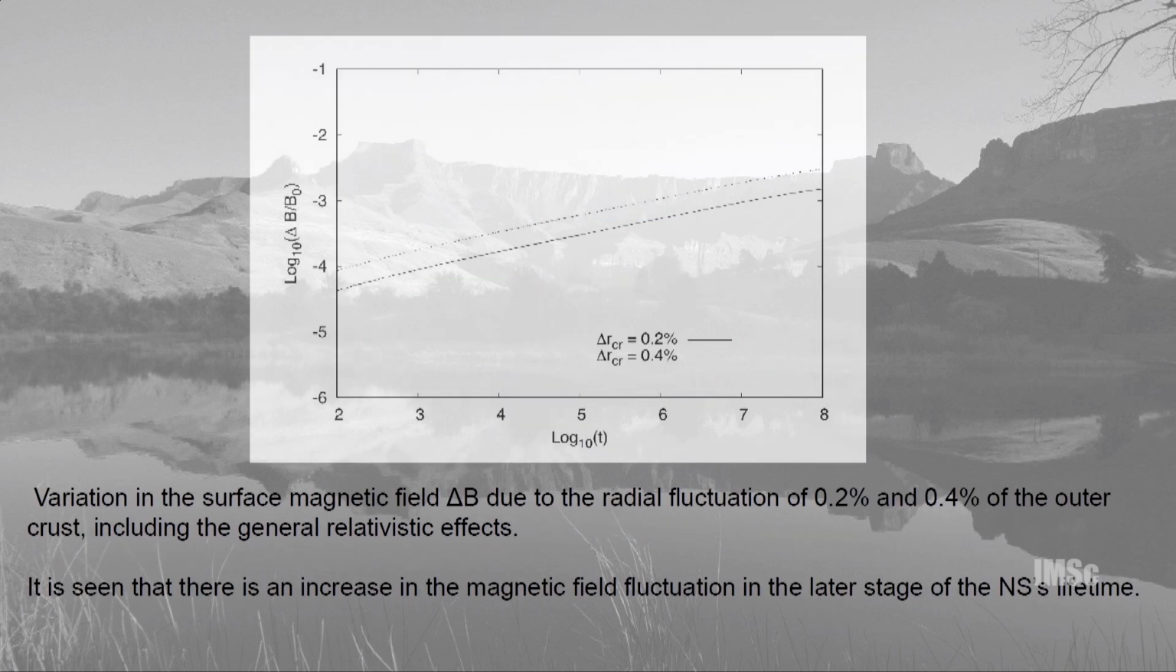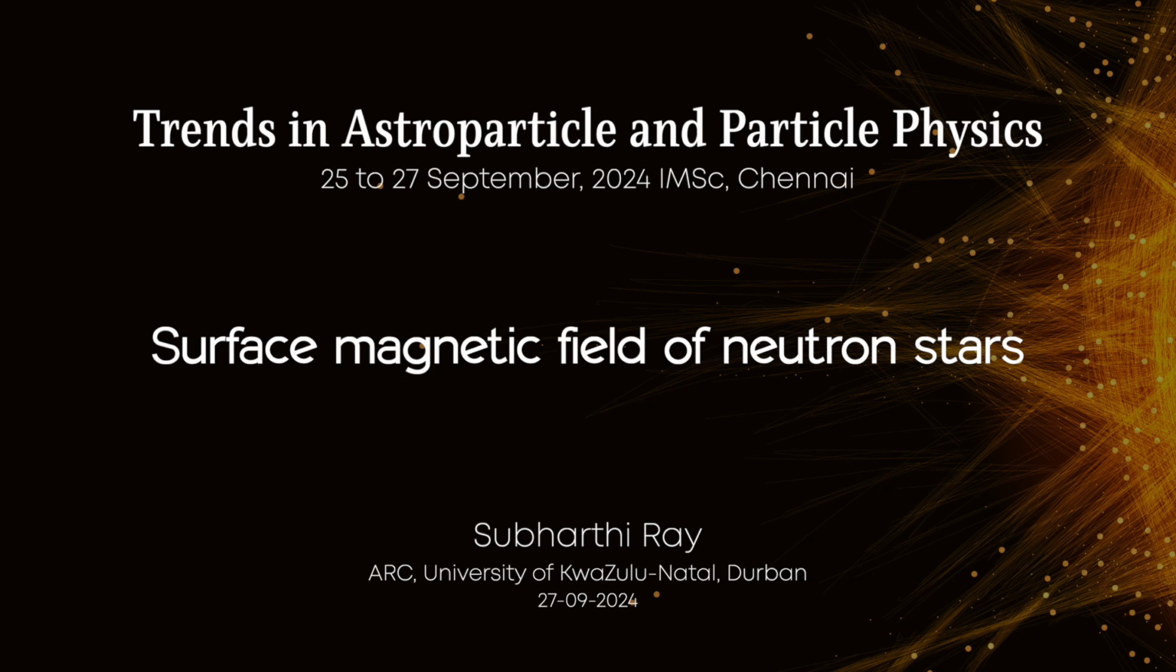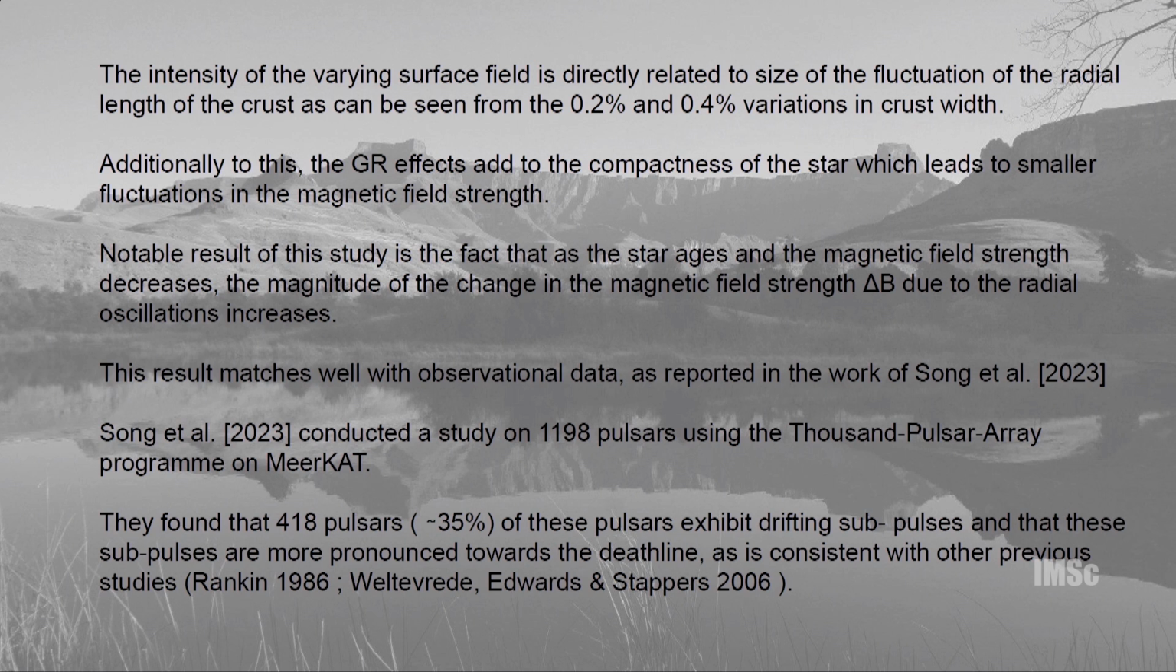So we did it for two, and here is our final one, where we were quite thrilled to find out that the fluctuations actually go up in time. So this is what we found: delta B by B naught grows with time, which means it is quite this thing that in observational data has been reported.